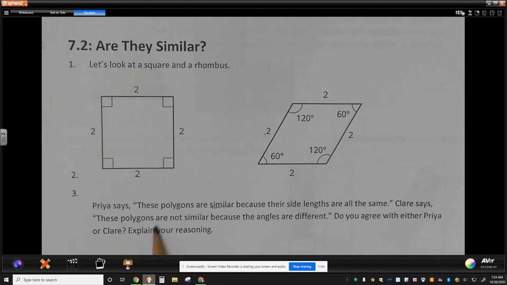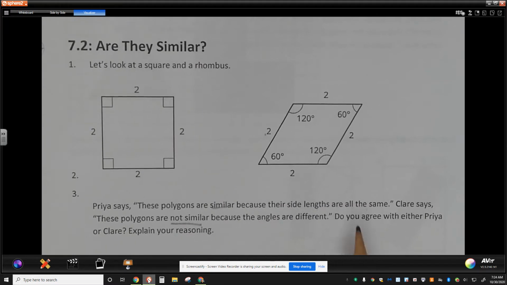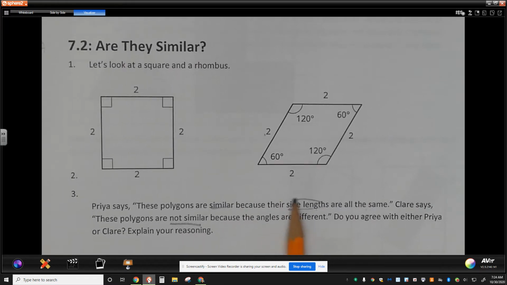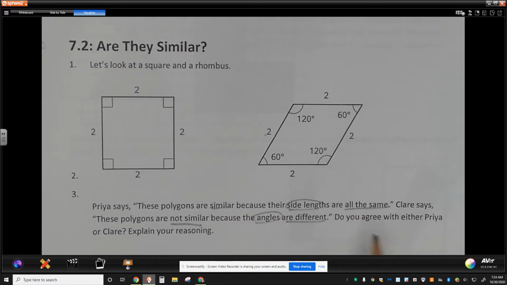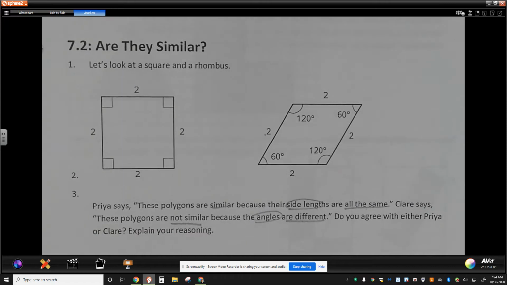Claire says these polygons are not similar because the angles are different. So here's Priya's point of view, is talking about side lengths are the same. Claire says angles are different. Do you agree with either Priya or Claire, or neither one, or both? Explain your reasoning real quick.